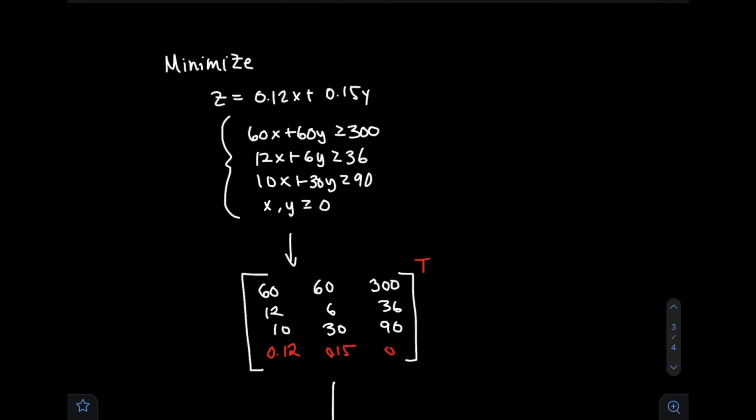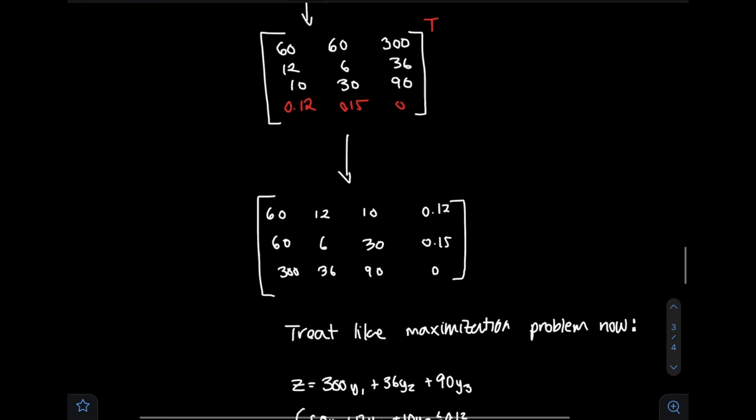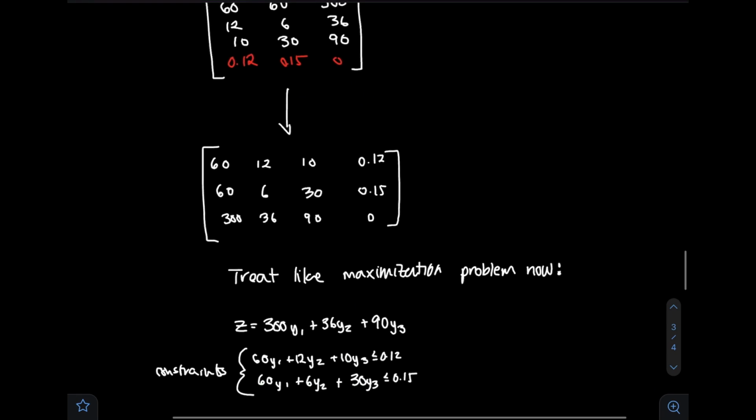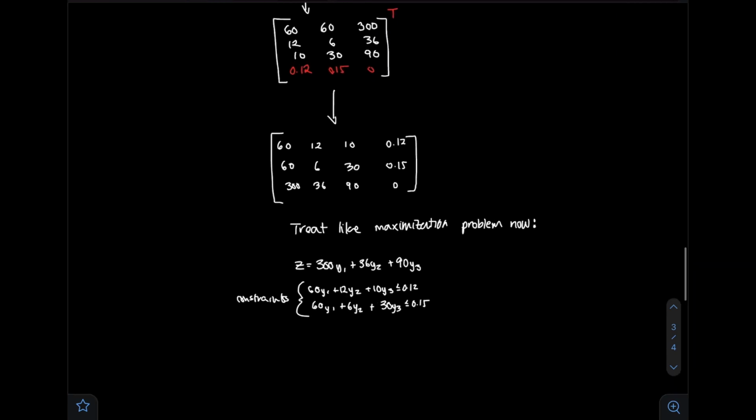And to maximize this, we're going to take the transpose first, leaving us with this, and then we write our new equations and treat it like a maximization problem. So z is equal to this last row, the y1 plus 36 y2 plus 90 y3, and then our constraints are these first two rows, less than or equal to 0.12 and less than or equal to 0.15.